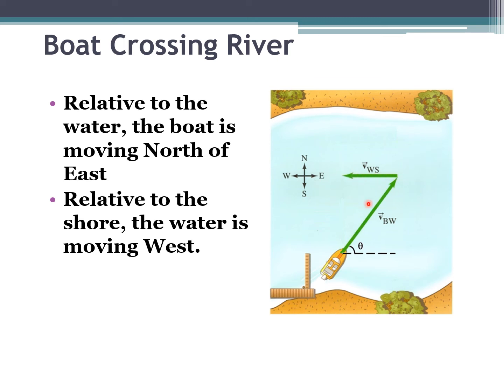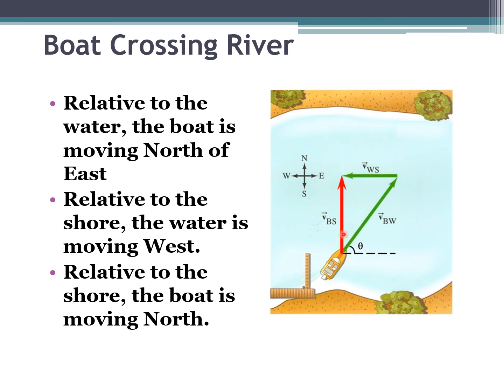Now, something hopefully you notice is that this velocity northeast has an east component that's going to be balanced out by the westward motion of the river, and those two velocities added together will give a resultant that is due north. Now this boat may be pointed northeast, but it's actually going to move north because the eastward component of the velocity is being balanced out by the westward motion of the river.